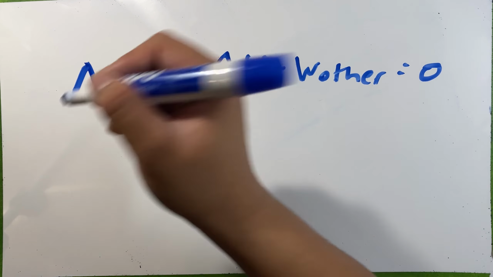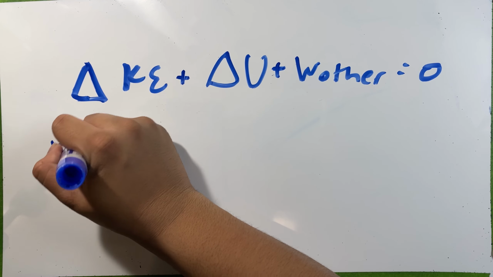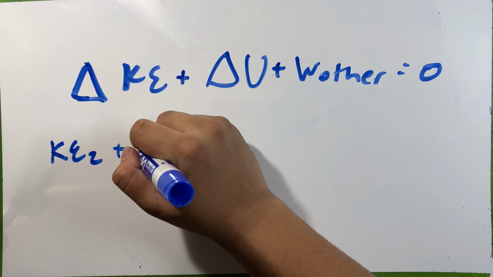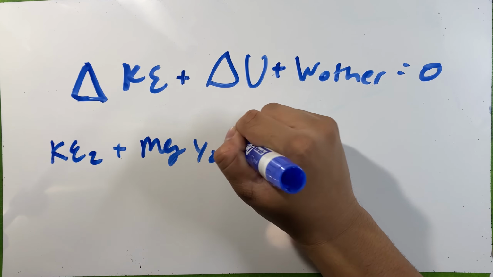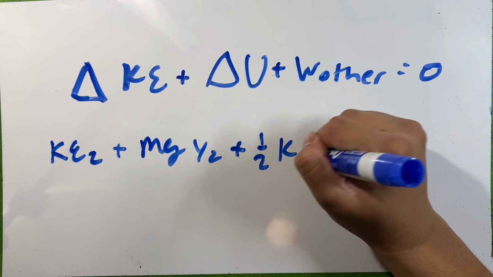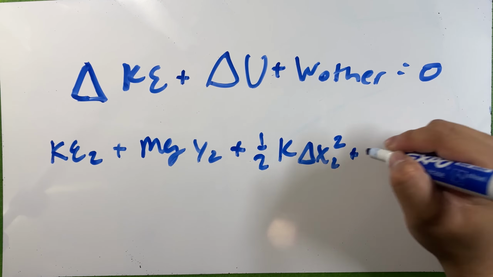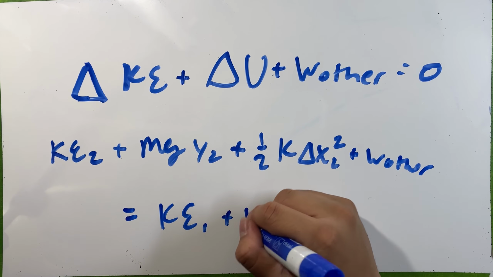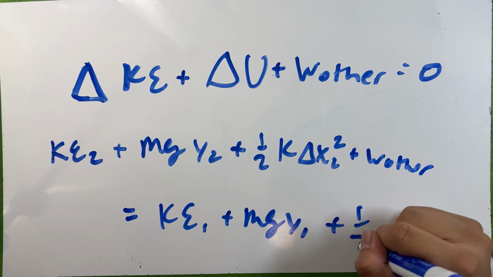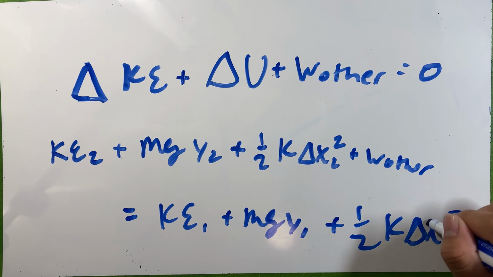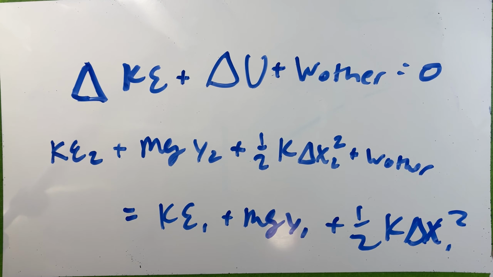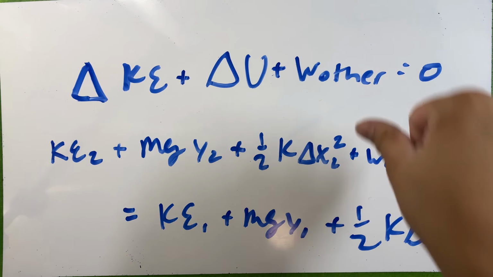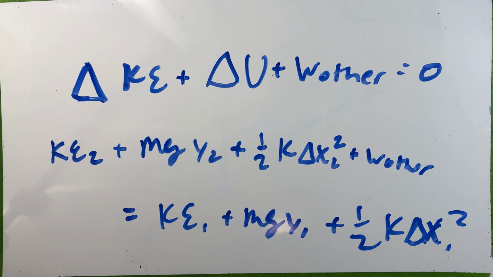If you want to really expand this, I can say that kinetic energy at state 2 plus, I don't know, mg y2 plus 1/2 k delta x2 squared plus work other is going to be equal to KE1 plus mg y1 plus 1/2 k delta x1 squared. You're going to be using this statement a lot when you're dealing with non-conservative forces. Work other is what we consider something non-conservative.